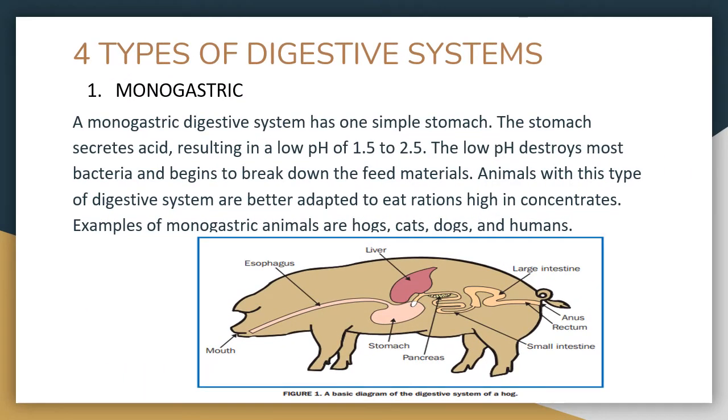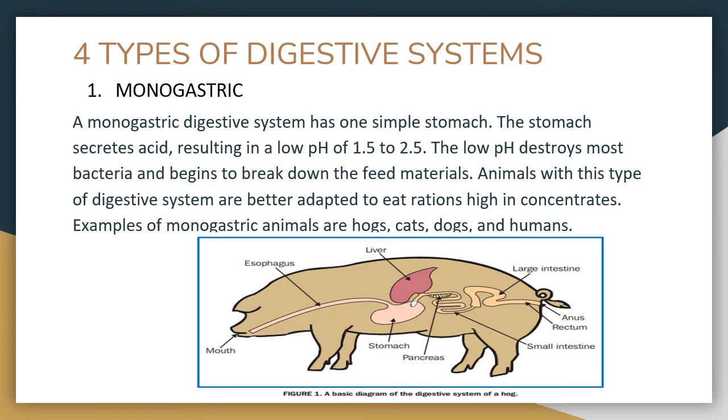Next, let's have the four types of digestive systems. 1. Monogastric. A monogastric digestive system has one simple stomach. The stomach secretes acid, resulting in a low pH of 1.5 to 2.5. The low pH destroys most bacteria and begins to break down the feed materials. Animals with this type of digestive system are better adapted to eat rations high in concentrates.